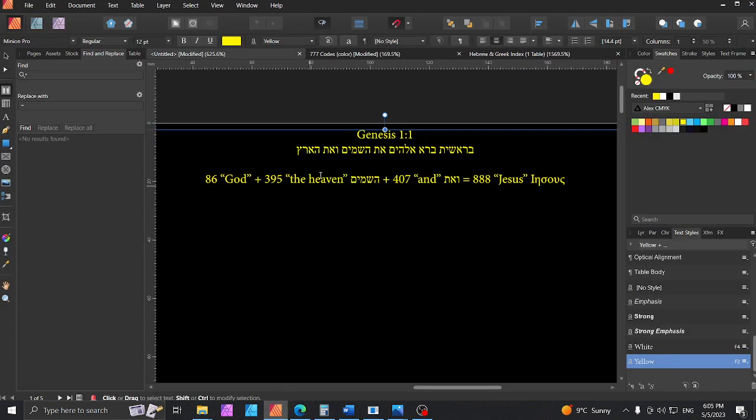And we see that if we add the words of God, the heaven, it is equal to the Greek spelling of Jesus in standard, and that becomes 888. So that's probably the biggest code in Genesis 1:1 regarding Jesus. But there are a lot more great codes to it.